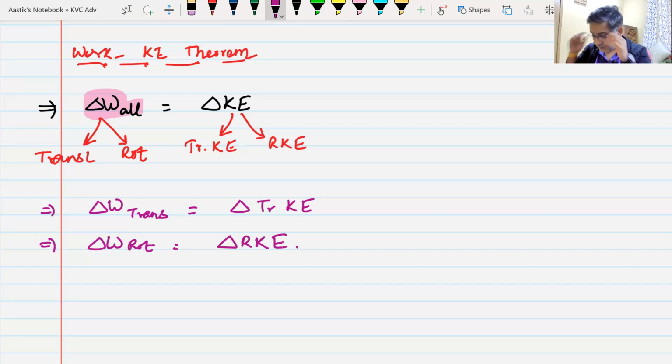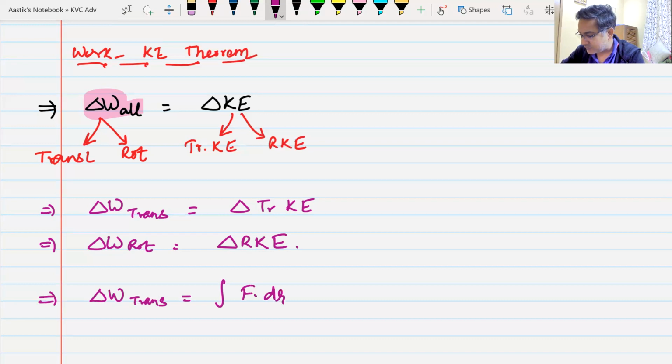Now, when I talk about work done by translational forces, for any translational force, you can find it out as F dot dr. Yes or no? That is the work done by translational forces. Yes or no? Yes, sir. How do I find the work done by rotational forces?